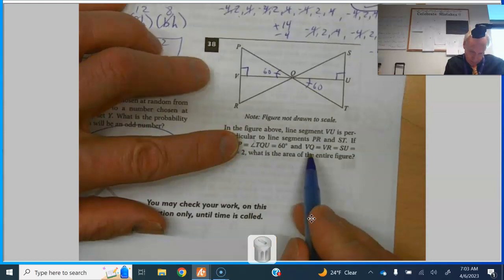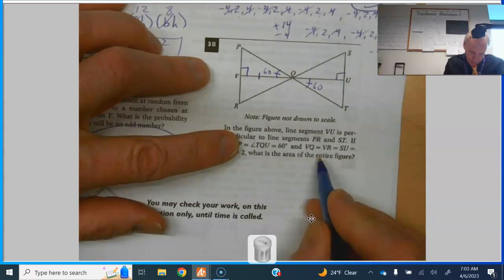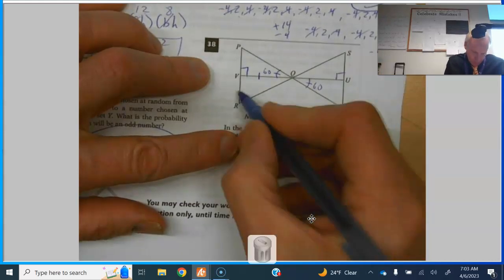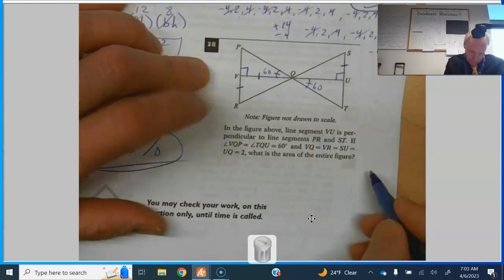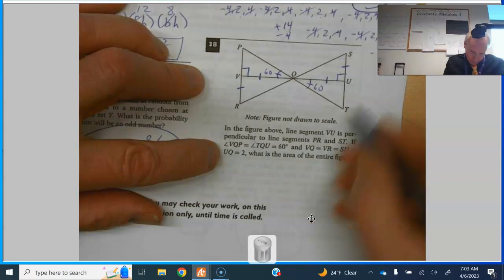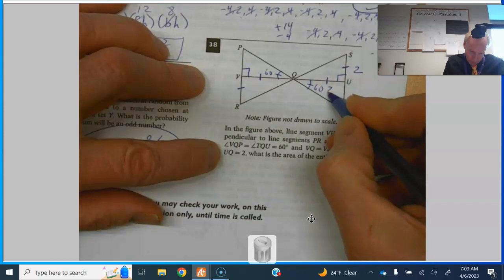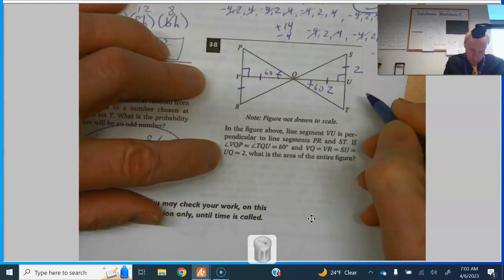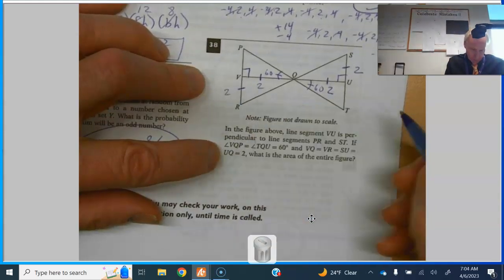And VQ, VQ equals VR. VR, interesting. SU equals UQ, man, equals 2. 2, 2, 60, 60. Wow, there's so much going on here. All right. 2 and 2.